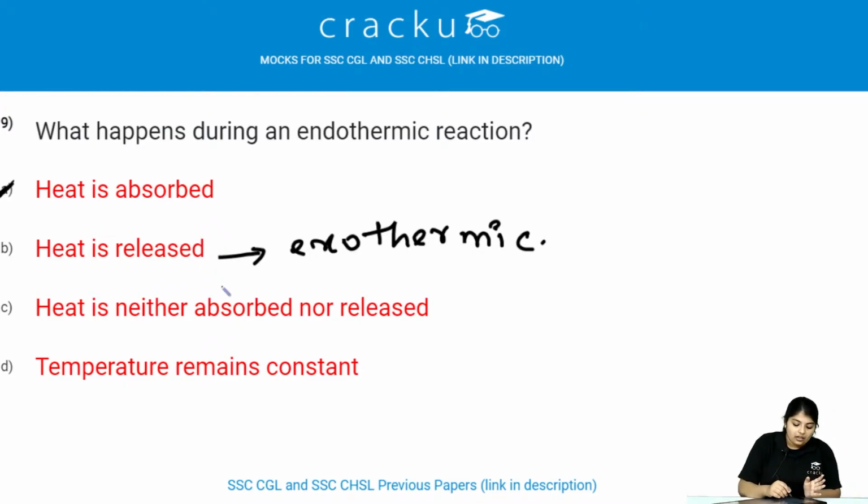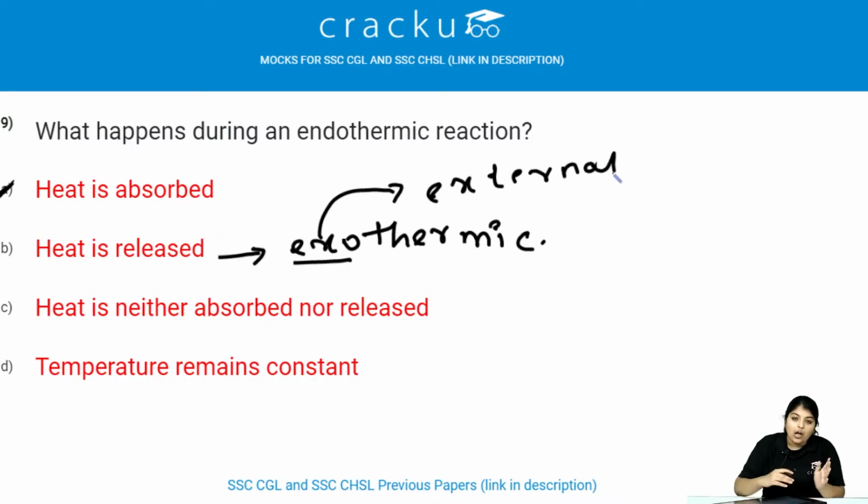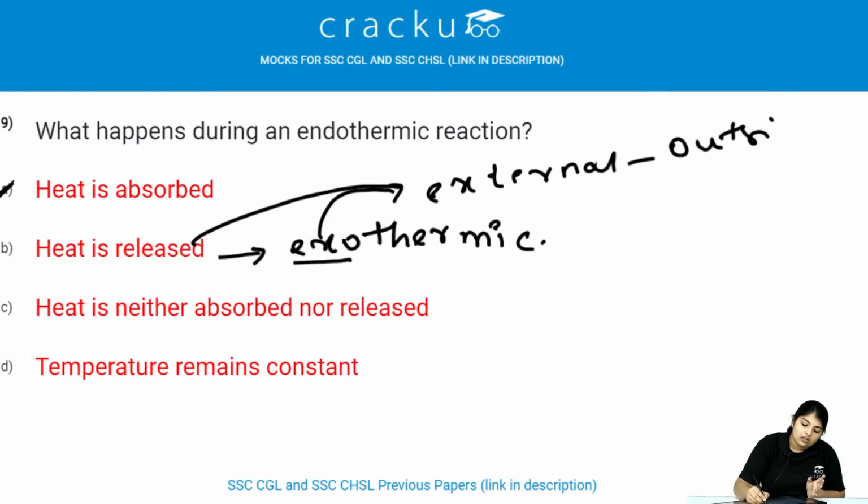Just remember it like this: exothermic, from the word exo, is like external. External is outside. Outside is we release it to outside. We don't take it in. So releasing outside, it is exothermic. So when you remember exothermic, automatically you can remember endothermic, that is heat is absorbed. Let us see the next one now.